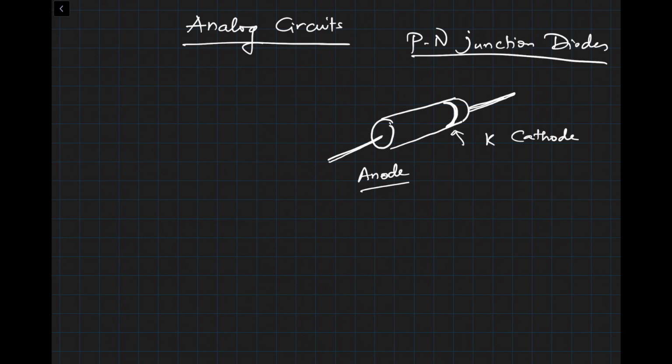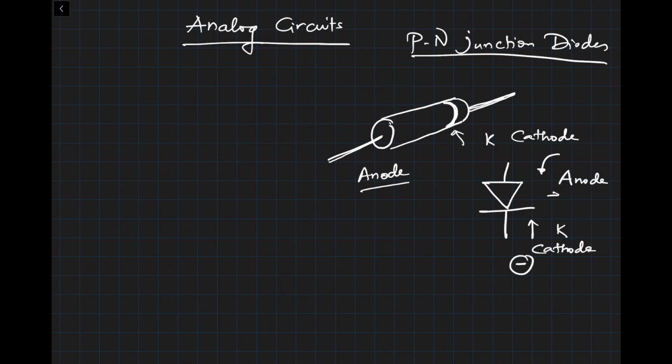The symbol for the diode is like this. As I have explained, if you look from this way, you see a K, and that's your cathode. Cathode denotes the negative terminal. And if you look from this side, you see an inverted A, that's the anode, and that's the positive terminal. The arrow shows the direction of the current that it can carry.